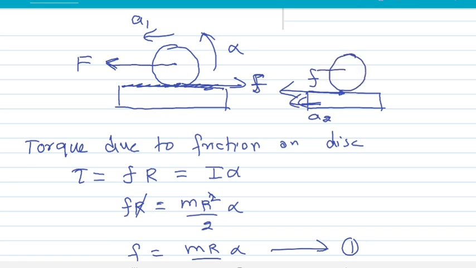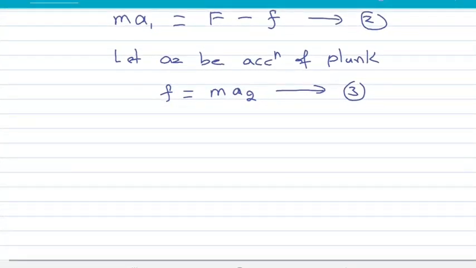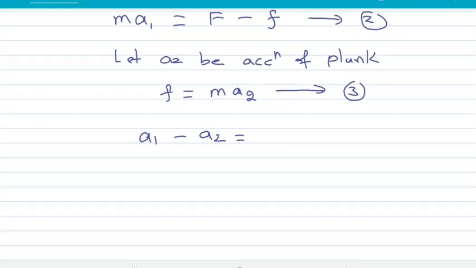Next, we can see that the plank as well as the disk are both moving in the same direction, with acceleration A1 for the disk and A2 for the plank. So the net angular acceleration alpha is given by A1 minus A2 is equal to R alpha. Equation number 4.